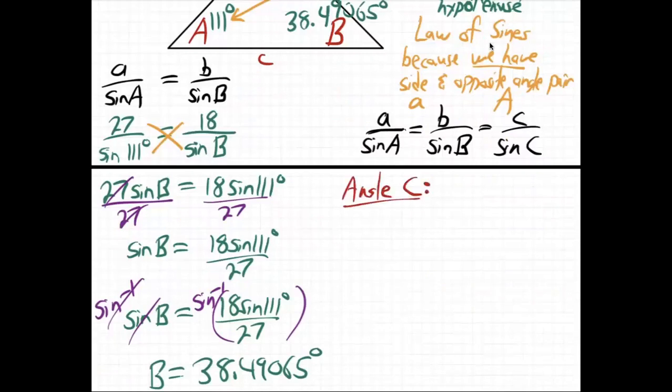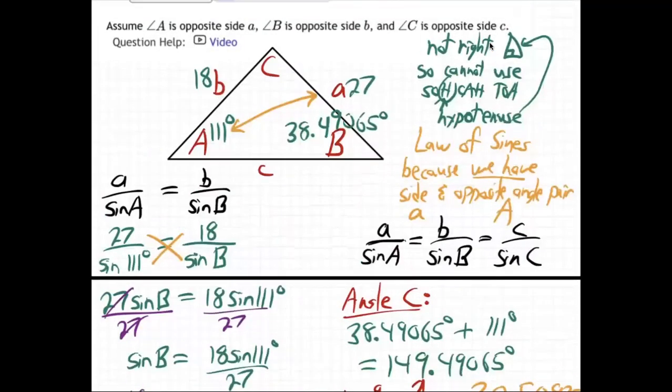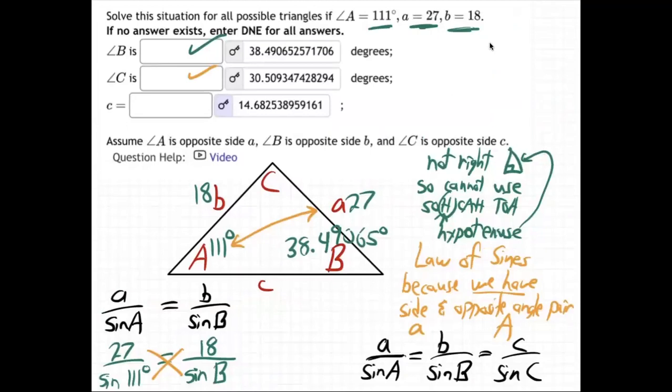Angle C. So I'm going to add the 38.49065 degrees plus the 111 degrees. That equals 139.49065. And then just take that away from 180, because the triangle has to hold 180 minus that answer. And what will that be? 30.5093 degrees. Yep, there it is. That's angle C, 30.5093 degrees.